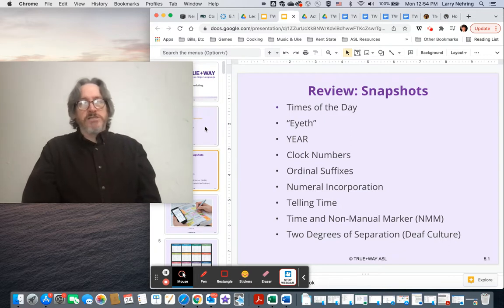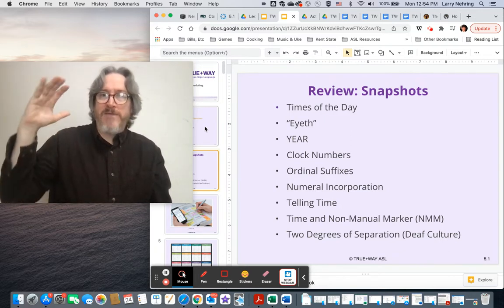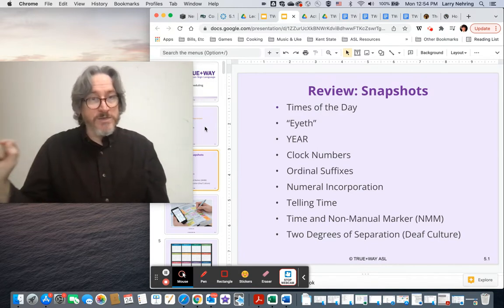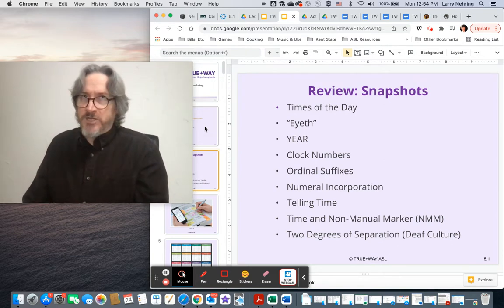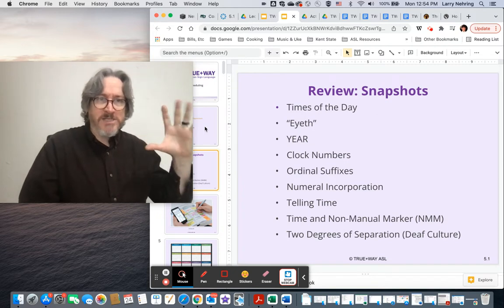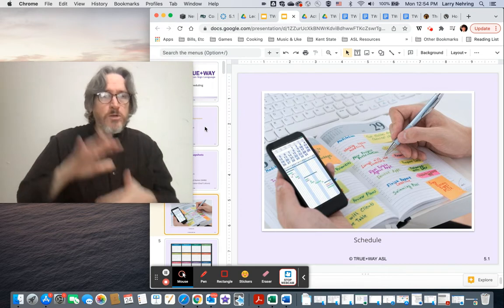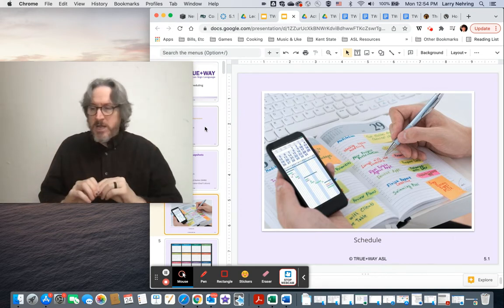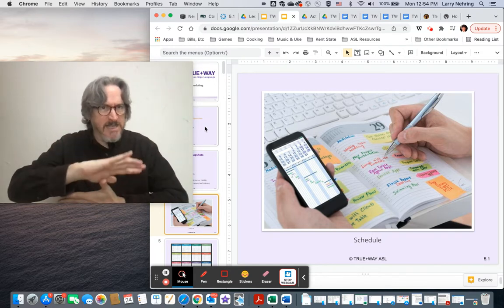So the snapshots, every chapter's got a rationale where they explain what the chapter's about, and then each of the different snapshots. Now, ayeth and 2 degrees of separation are both deaf culture references and information. All the other ones have to do with sign and vocab and the concepts. So I'm going to work my way through the PowerPoint for the chapter, and then I'm going to make reference to the rationale video and other snapshots as they apply.